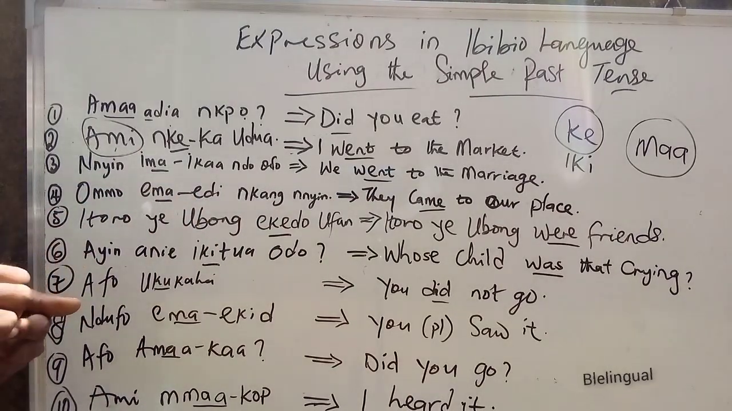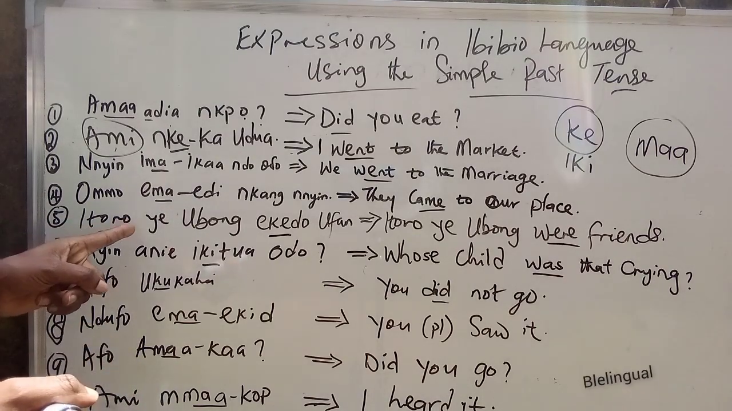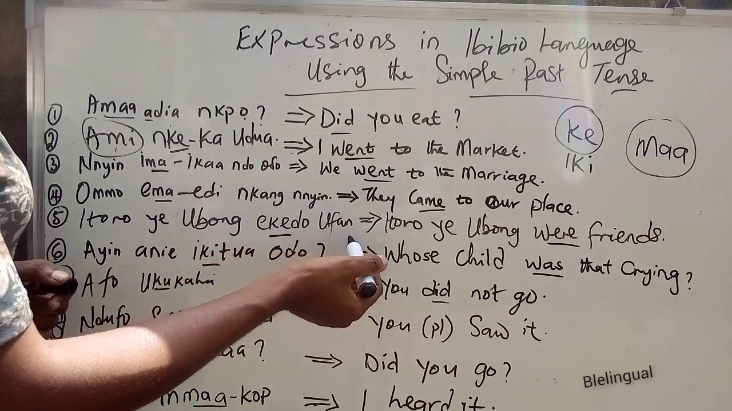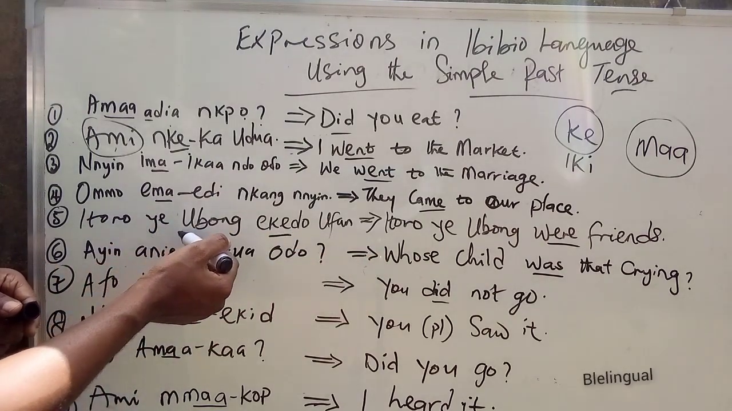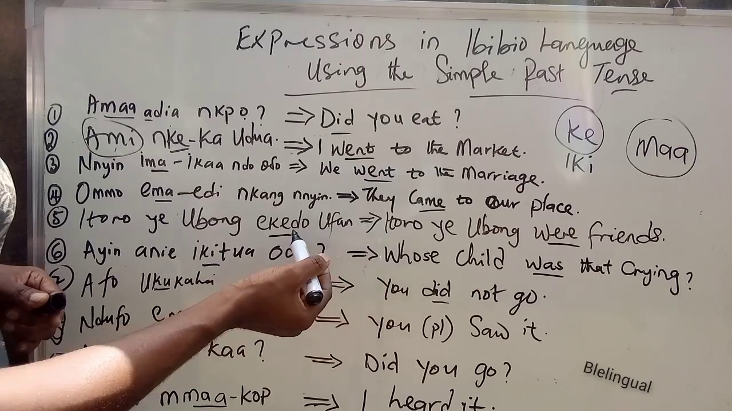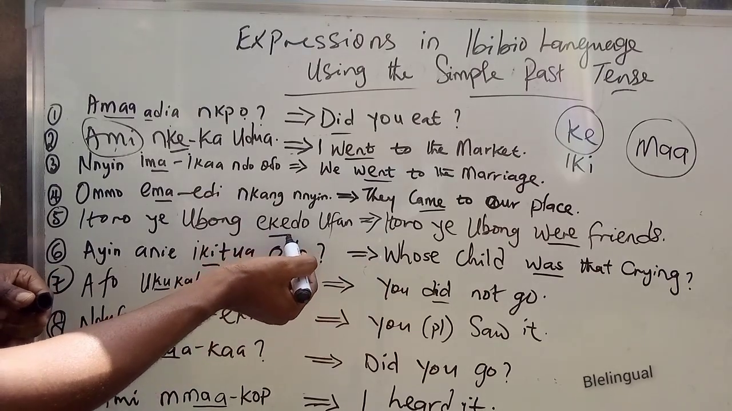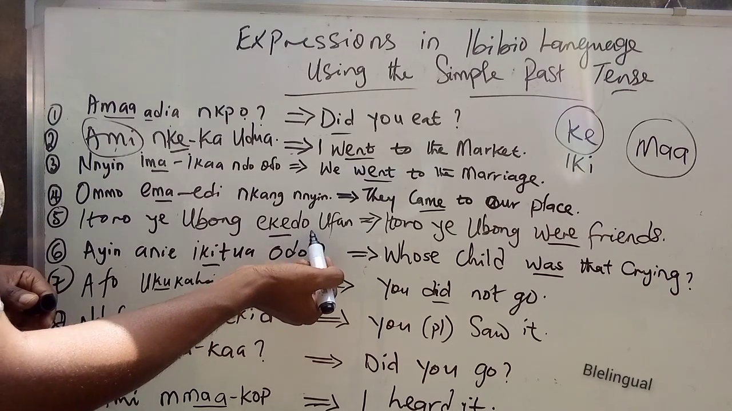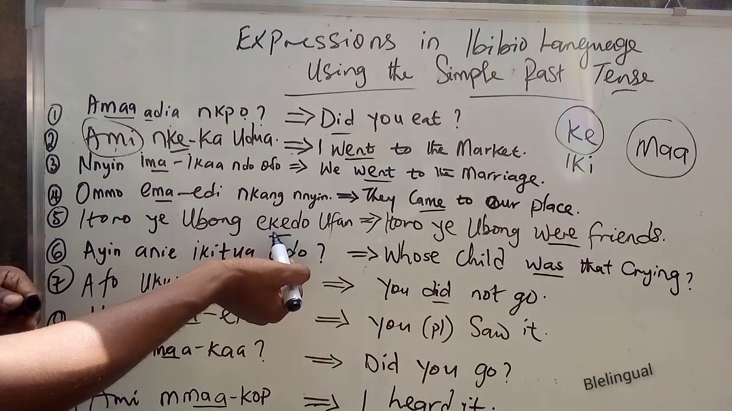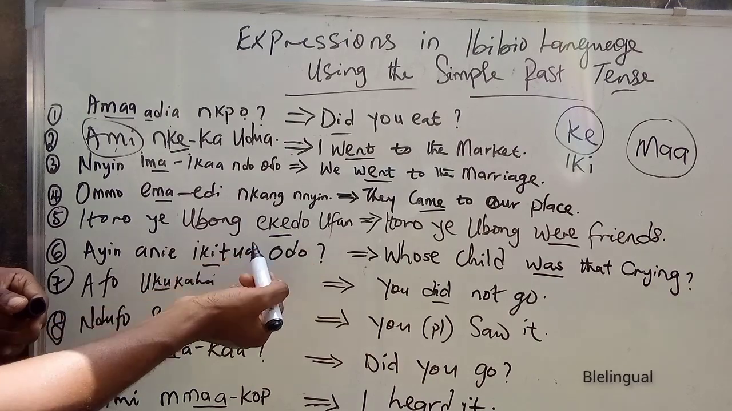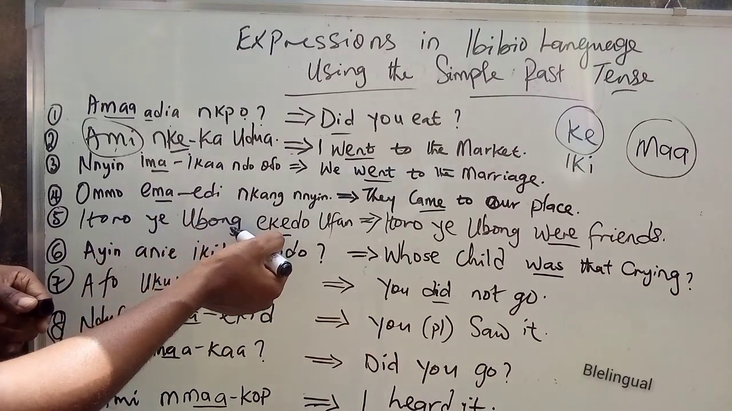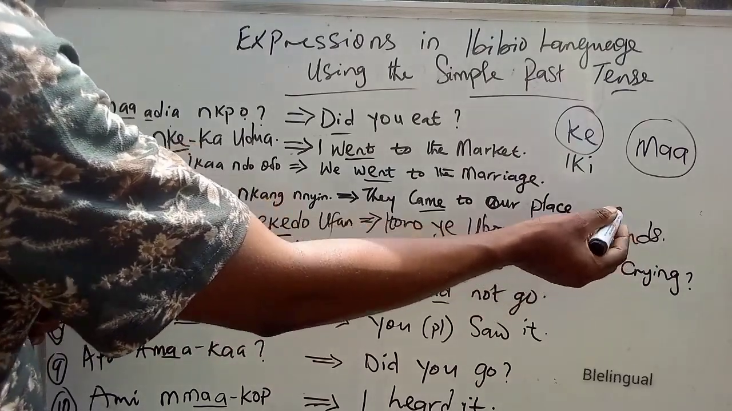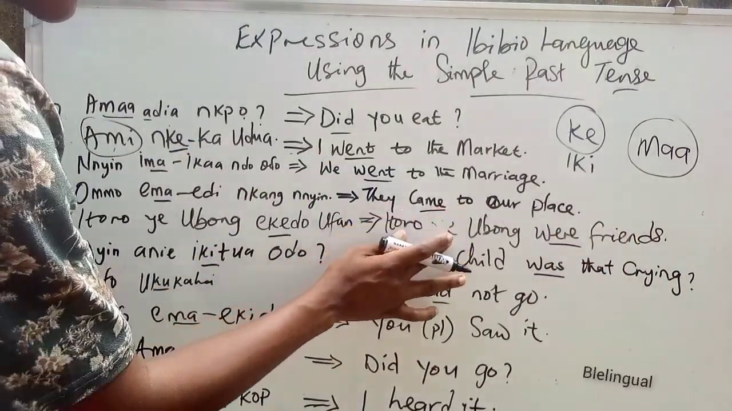Then we have the fifth example. Itoro ye ubong ekedo ufan. Here is the past. That's the verb to be, do, are. Then this is the past. Okay? So, Itoro ye ubong ekedo ufan. Itoro and Ubong were friends.